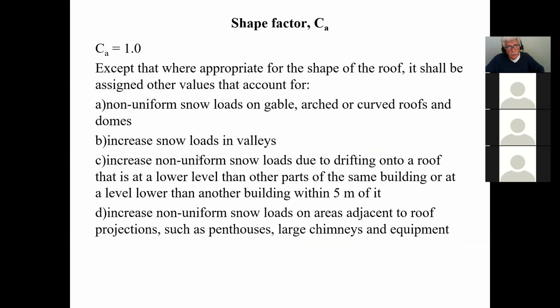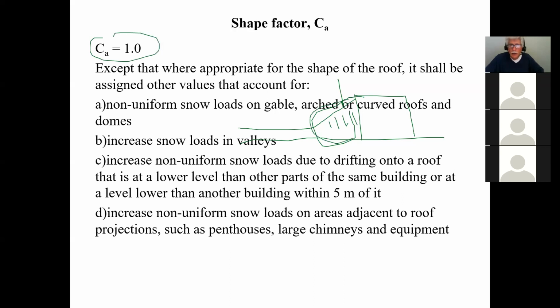And then after that, increased non-uniform snow loads on areas adjacent to roof projections such as penthouses, large chimneys, and equipment. In other words, when you have a roof and you have these projections on it, for example a flat roof with a penthouse that comes out on the flat roof, this penthouse will allow the snow to accumulate more around it. Therefore I have to be able to calculate that additional accumulation, and my CA value is going to change just for this area here. That's what they're talking about there.